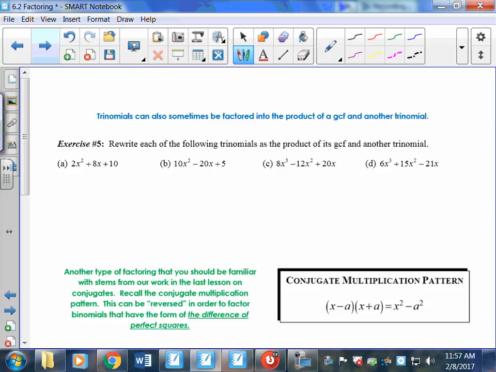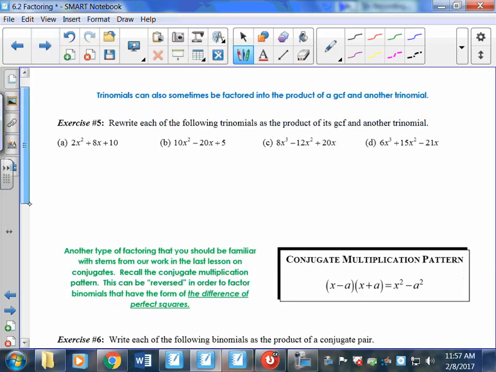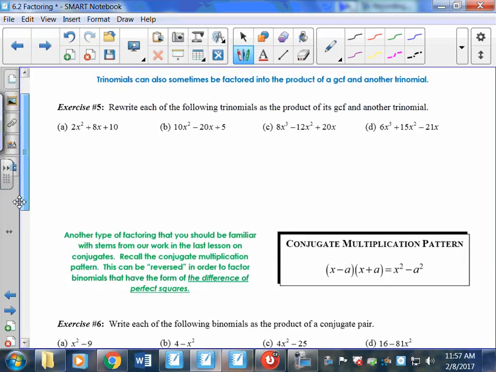So trinomials can also be factored, and this is where things start getting a little sticky. Okay, now we're going to do the easy ones in 6.2. We're going to move on to the harder ones in 6.3, because all they're asking us to do here is to factor out the GCF, and then into another trinomial. So all we need to look for here is, with 3 terms, what's the greatest common factor? So in this case, pretty easy to see that if we take out a 2, there's no x's to take out. So if I divide each of these by 2, I get x squared plus 4x plus 5.